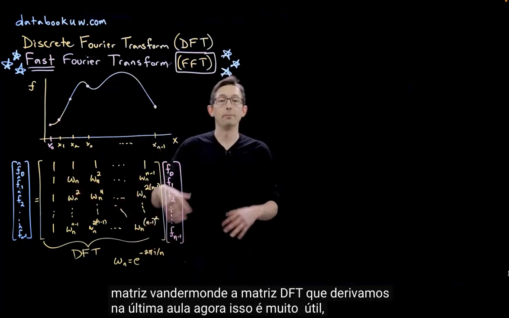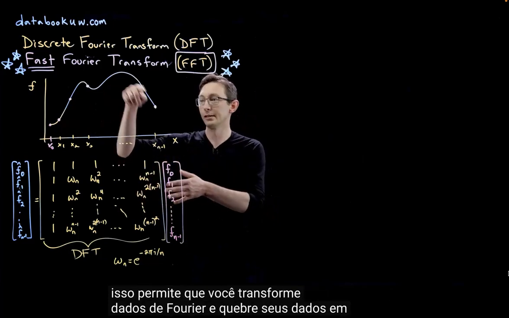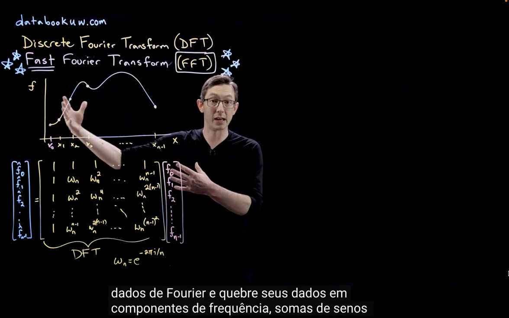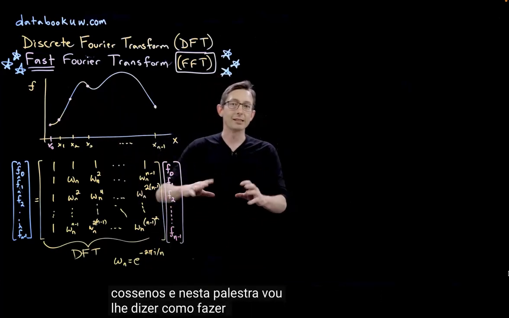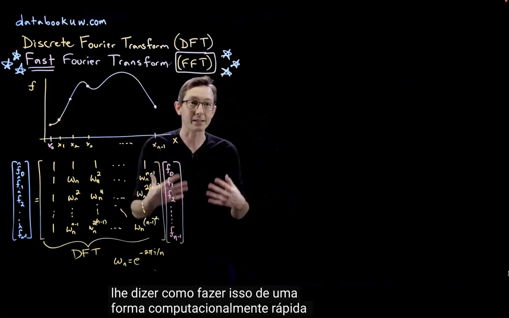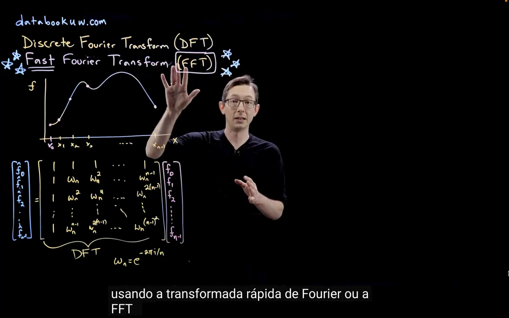Now, this is very useful. This allows you to Fourier transform data and break down your data into frequency components, sums of sines and cosines. And in this lecture, I'm going to tell you how to do this in a computationally fast and efficient way using the fast Fourier transform, or the FFT.